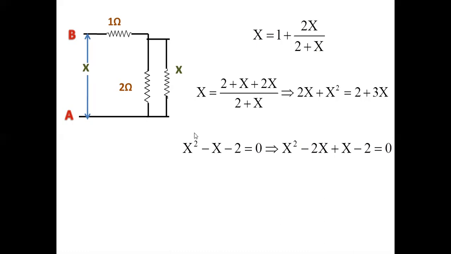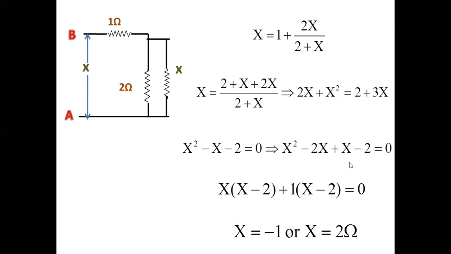If you have your own method, you can do that, no problem. I do it like this. Minus x is spread as minus 2x plus x, and you have minus 2, you have x square. This minus x is written as minus 2x plus x, and take the things common. X into x minus 2, here you can take x common, and plus 1 into x minus 2 equal to 0. You know this method. In the lower classes you have studied this. So x equal to minus 1 or x equal to 2.